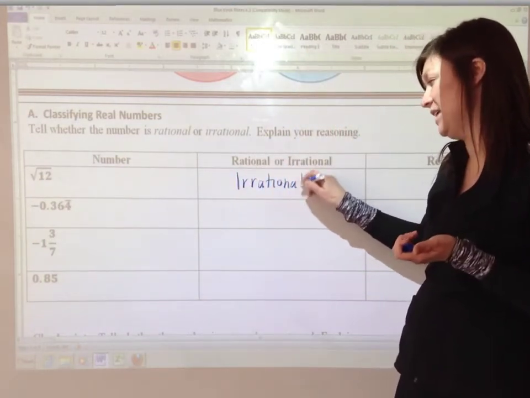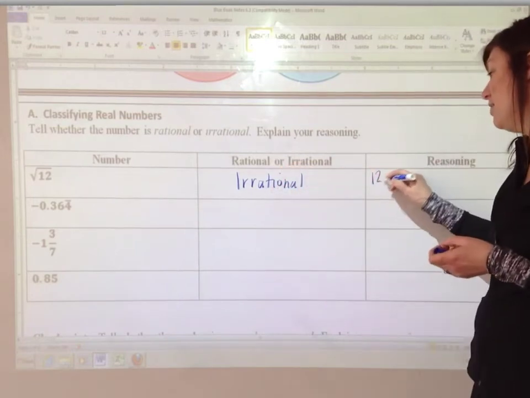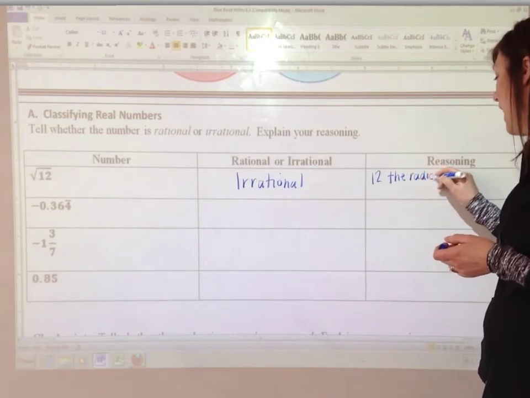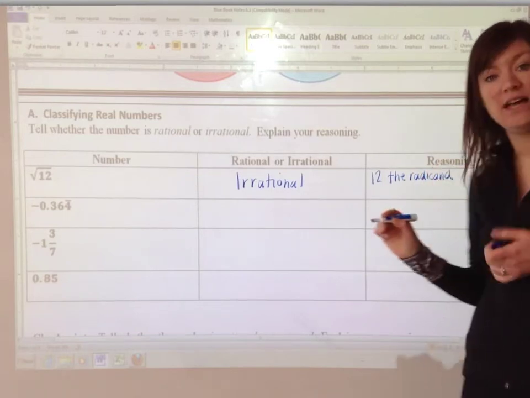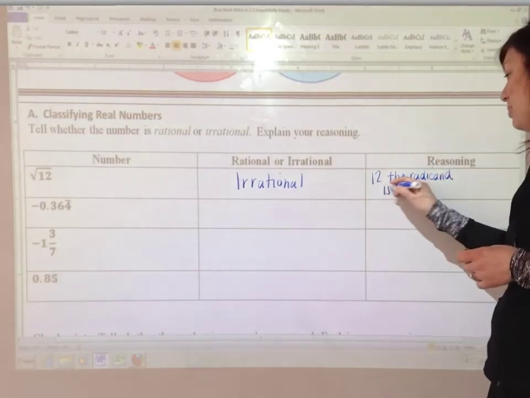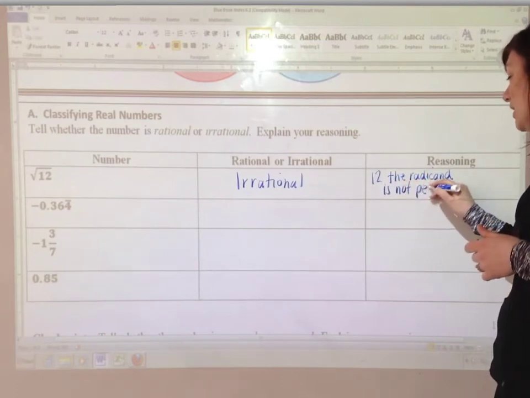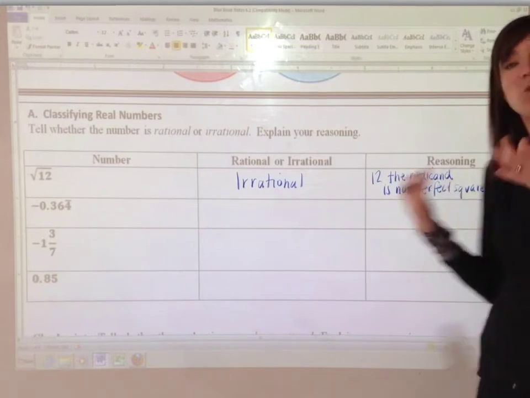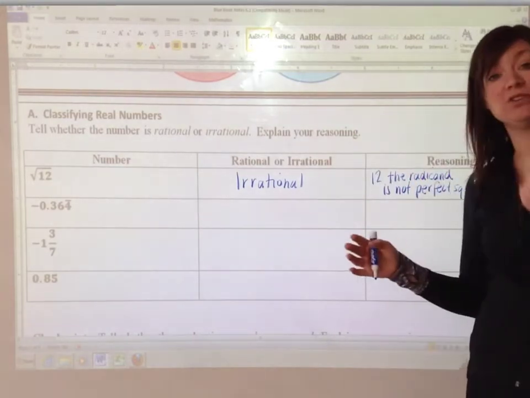And what's our justification? Since 12, the radicand, if you remember the appropriate vocabulary for the term under the radical sign, the radicand is not a perfect square. So when somebody asks you why, you can answer why now. That's your explanation and your reasoning.